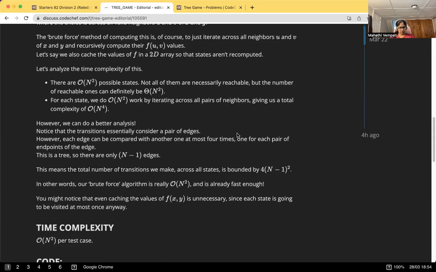Each edge can be compared with another at most 4 times. What does that mean? No idea. This is a tree, which means the total number of transitions we make across all states is bounded by 4 times n minus 1, the whole square.